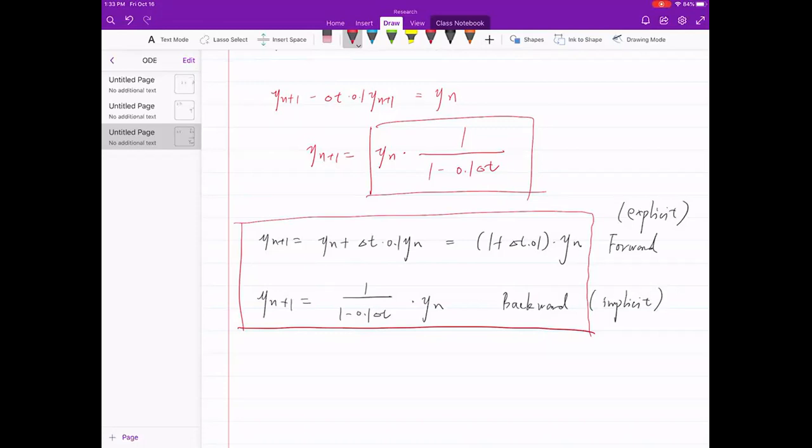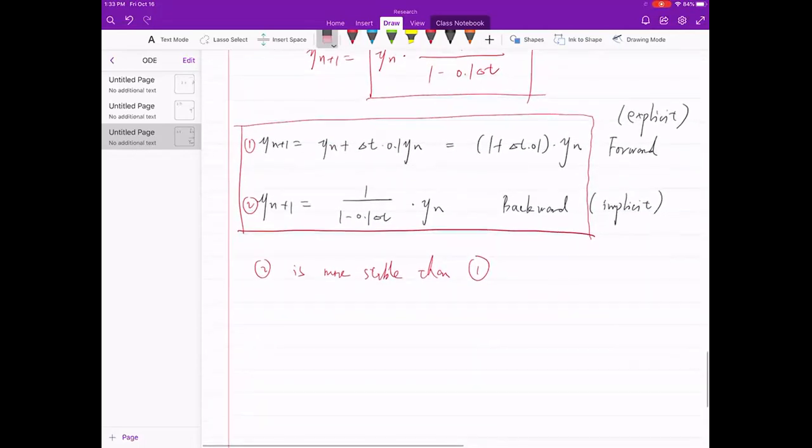Do you recall the comment I made at the beginning? The implicit one is more stable compared to the explicit one. That means 2 is better than 1. Actually, don't say better, say stabler or more stable than 1. Judging by the scheme, can you see why?